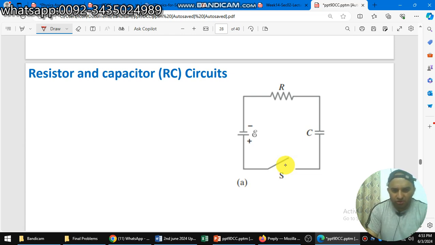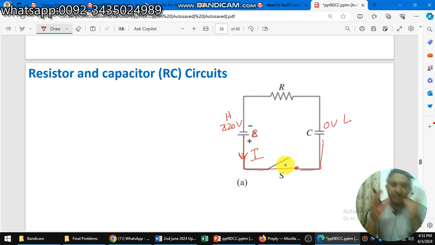Suppose we close this switch. When we close switch S, current starts flowing because of the potential difference between the battery EMF and the capacitor. For example, the battery has 220 volts and the capacitor has 0 volts. So the current, the charge, starts flowing from high potential to low potential, and the battery supplies charge to the capacitor. So the process of charging starts. Charge is not developed immediately; it will gradually develop on this capacitor.